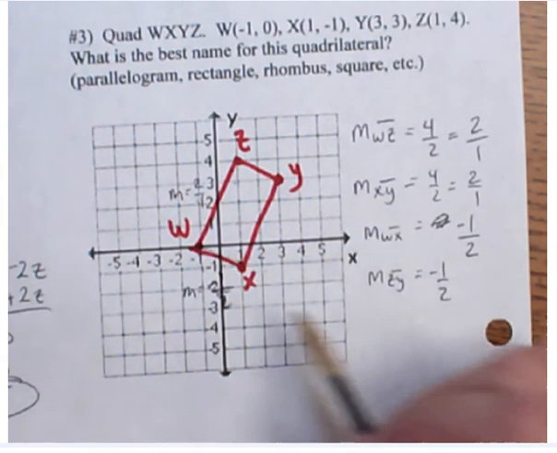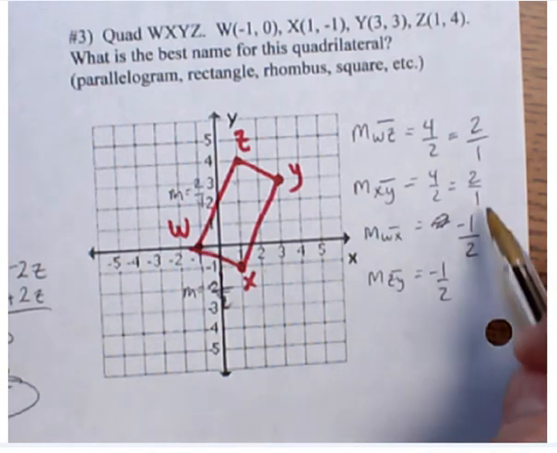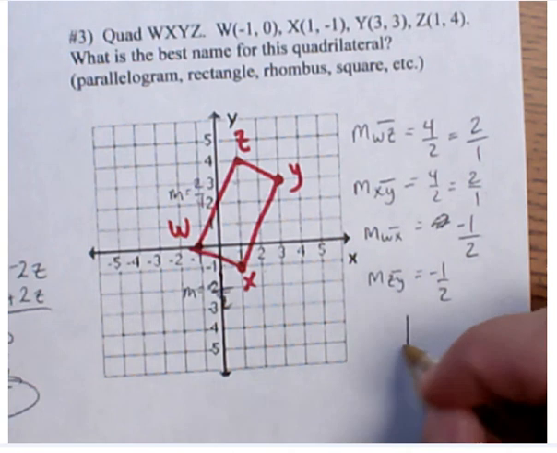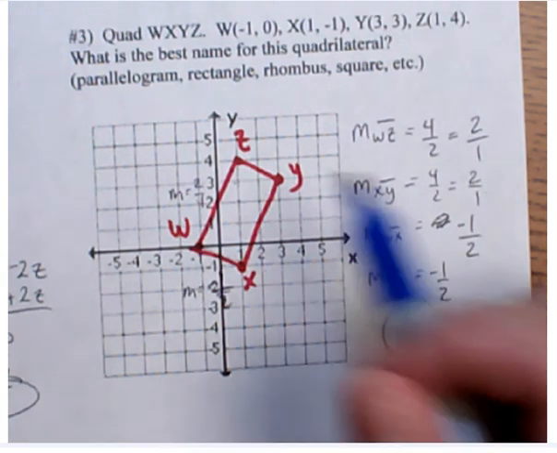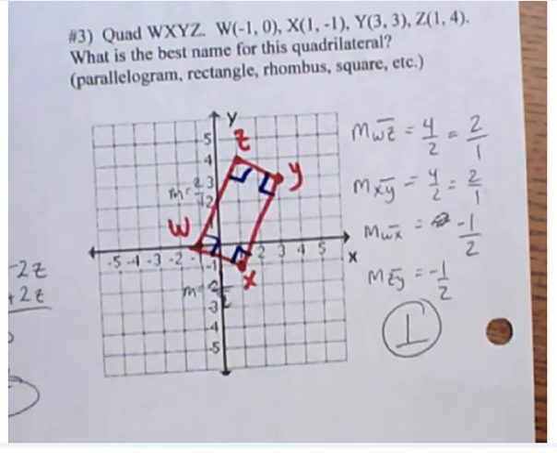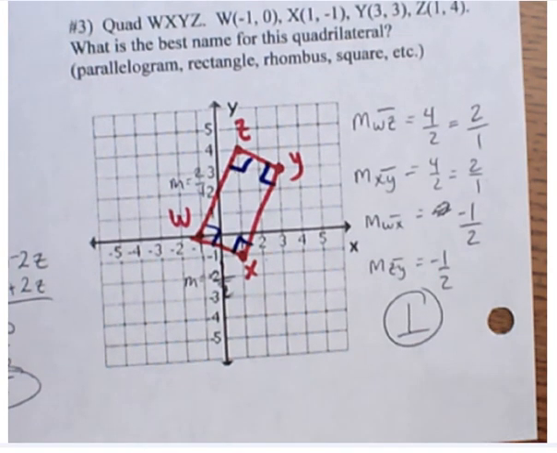those are opposite reciprocals. Well, let me point it out over here. 2 over 1, negative 1 over 2, those are opposite reciprocals. That means that all these sides are perpendicular. That means these are 90. Now, it's a rectangle. Is it a square?